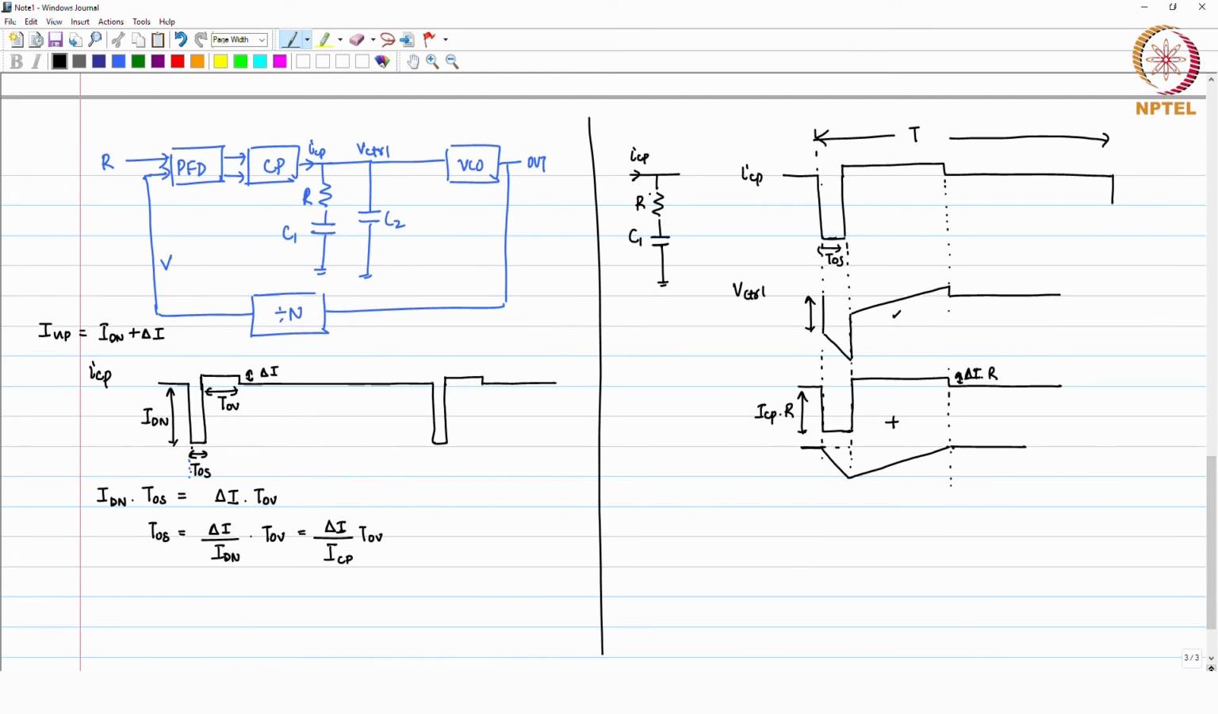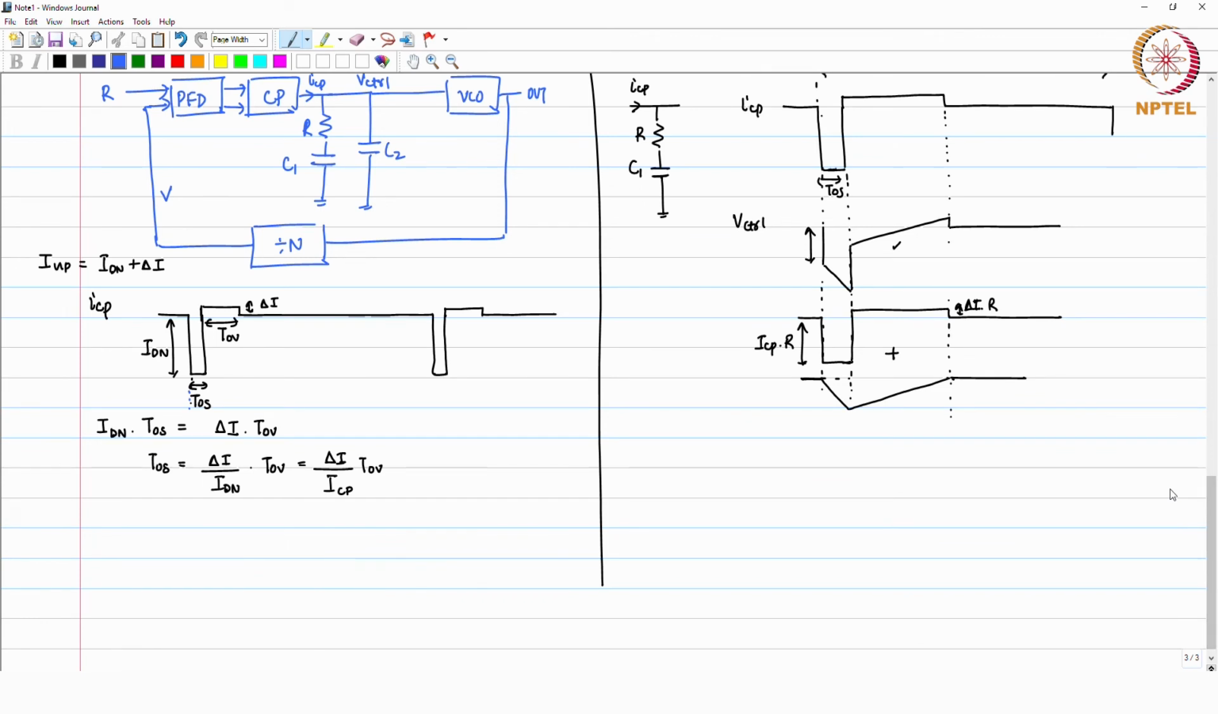So, in the presence of the second capacitor, things change a little bit. You do not have a sharp jump here, you have a slower jump, but still you will see that effect. Okay. So, let us look at first only with the simple loop filter R and C1. Now, this particular jump which you are seeing, this ICP R, normally you will have ICP times R much larger than delta I times R.